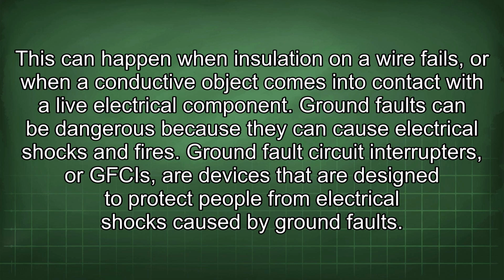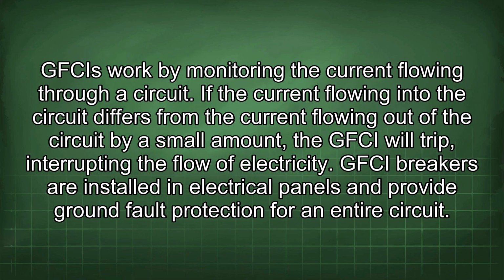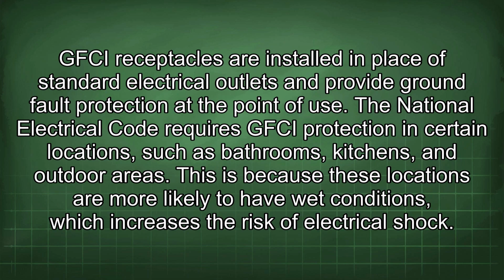Ground fault circuit interrupters, or GFCIs, are devices that are designed to protect people from electrical shocks caused by ground faults. GFCIs work by monitoring the current flowing through a circuit. If the current flowing into the circuit differs from the current flowing out of the circuit by a small amount, the GFCI will trip, interrupting the flow of electricity. GFCI breakers are installed in electrical panels and provide ground fault protection for an entire circuit. GFCI receptacles are installed in place of standard electrical outlets and provide ground fault protection at the point of use.